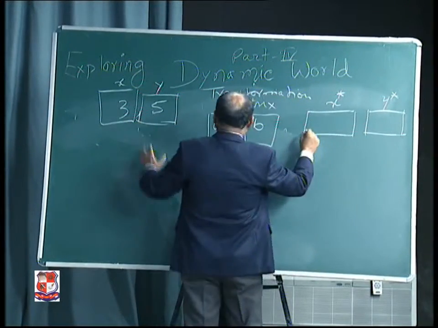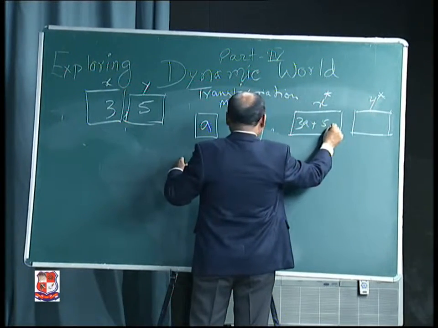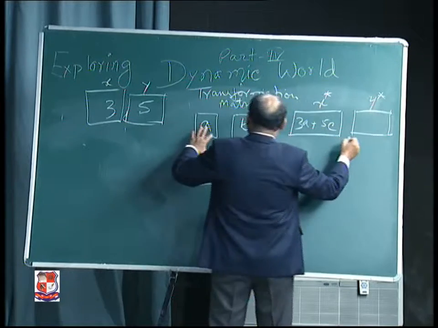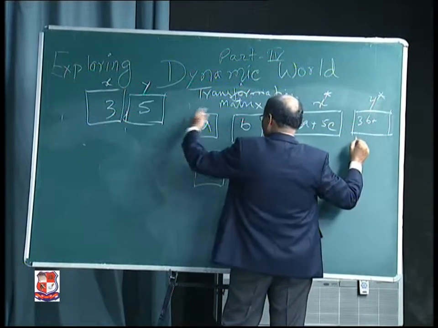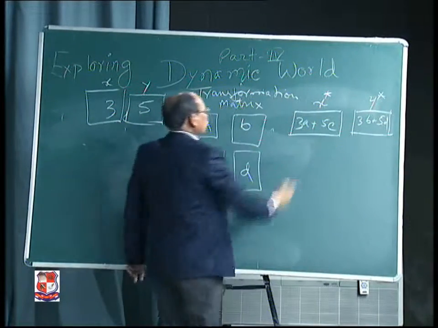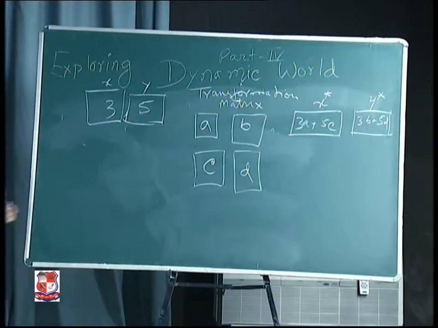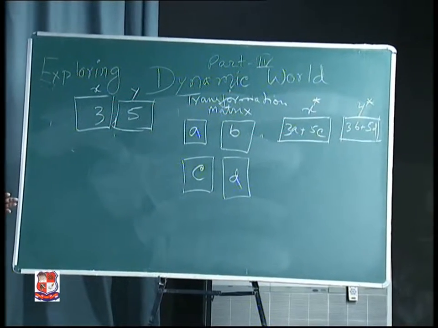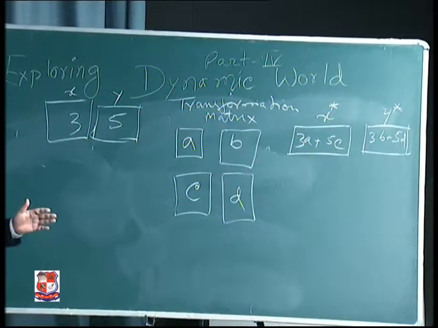Depending on these A, B, C, D, these values will go on changing. This equation will be 3A plus 5C, and this is 3B plus 5D. These values will come depending on what A, B, C, D you have put. Very easy. And yesterday I told how to do matrix multiplication.